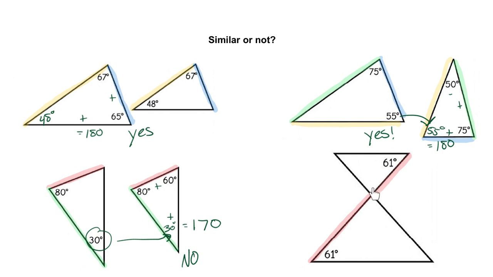Well, this angle and this angle are going to be, if you remember from a couple lessons ago, vertical angles. So these two are automatically going to have the same measurement. So if this angle is 61, this angle is 61, these two are vertical angles, they have the same measurement. So if two of the angles are the same, the third one has to be the same also. So these two triangles are similar.